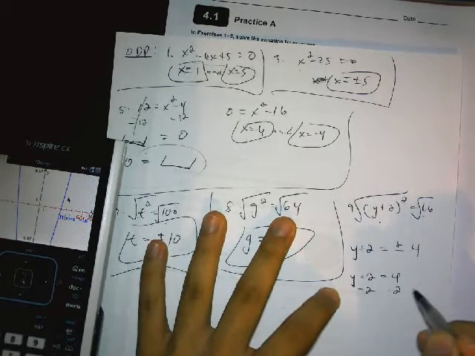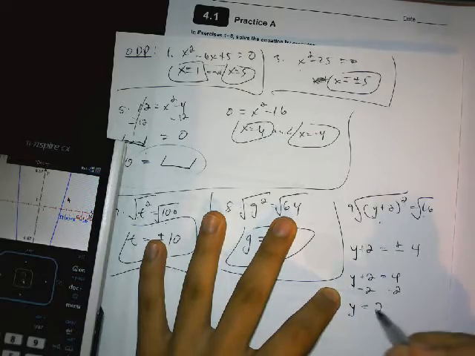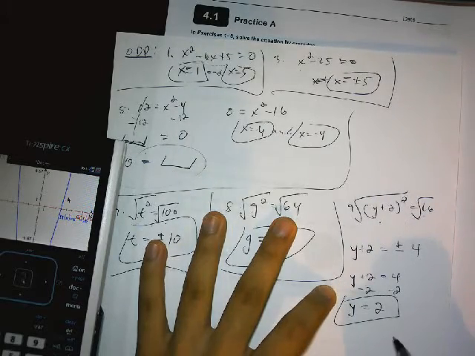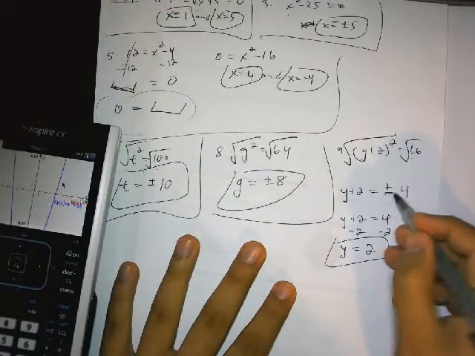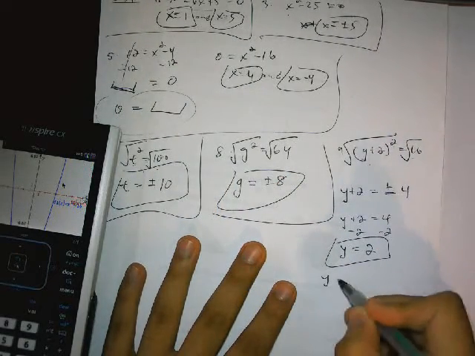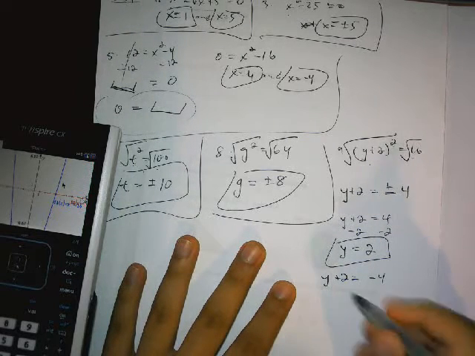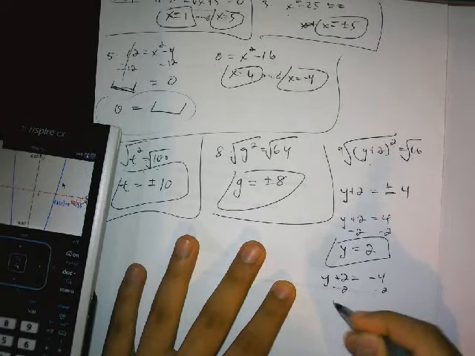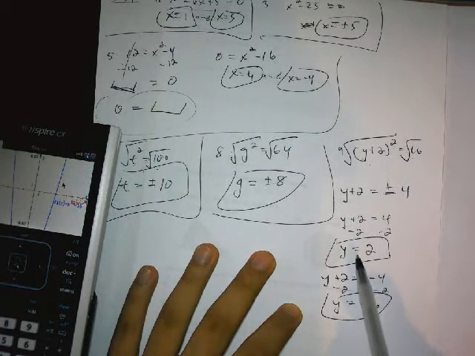So we subtract 2 from both sides, and that leaves us with y is equal to 4 minus 2, which is positive 2. So that's one of our answers. And then the other equation that we have to solve is this negative part. So that's y plus 2 is equal to negative 4. Same thing, we subtract 2 from both sides, and that leaves us with y is equal to negative 6. So again, two answers.